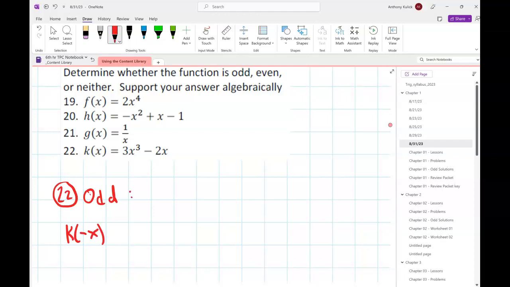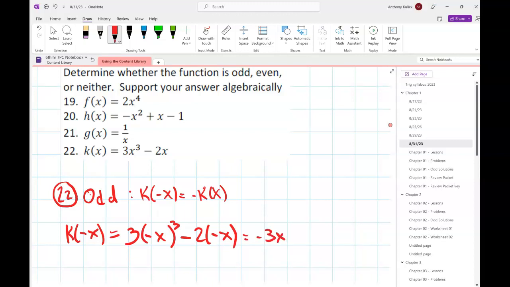So remember, for odd, we'd need to show that k of negative x is negative k of x. So if I start with k of negative x, I'm going to take my k, and every place there's an x, I'm going to replace it with a negative x. If I simplify this, negative x to the third is just negative x to the third because I have three negatives. And negative 2 times negative x is positive 2x. So there I'm simplified down.